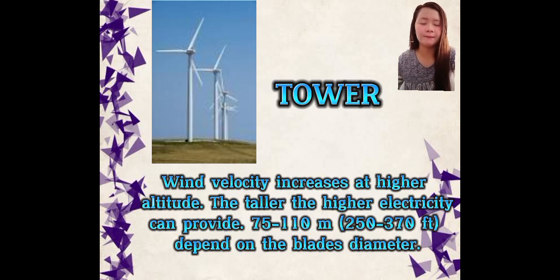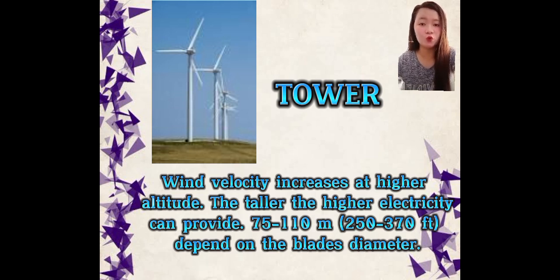Let's discuss first the tower. Yung tower is yung pinagkakabitan ng blades ng wind turbine. Wind velocity increases at higher altitude. This means the taller the tower, the greater electricity it can produce. Kung gaano kataas yung tower, mas mataas yung mapoproduce niya na electricity. Kung mababa naman yung tower, low electricity din yung mapoprovide niya.